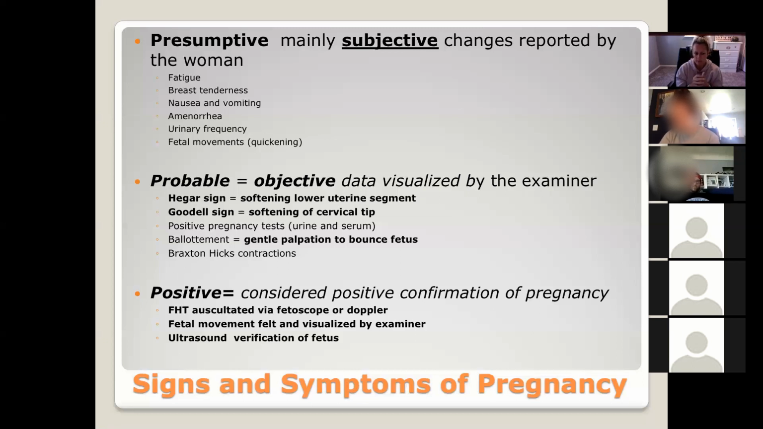These confirm pregnancy. So if we can either auscultate fetal heart tones, okay, using a Doppler or a fetoscope, just different instruments to actually listen to and hear the fetal heart tones inside the uterus. Fetal movement felt by the examiner and visualized by the examiner. So the examiner actually putting their hands on the mom's belly and actually feeling and seeing those movements. And then ultrasound verification. So visually seeing that fetus within the uterus on ultrasound. Okay, so these are your yes, for sure, yes, you are pregnant signs. Okay, so be able to differentiate between these signs.